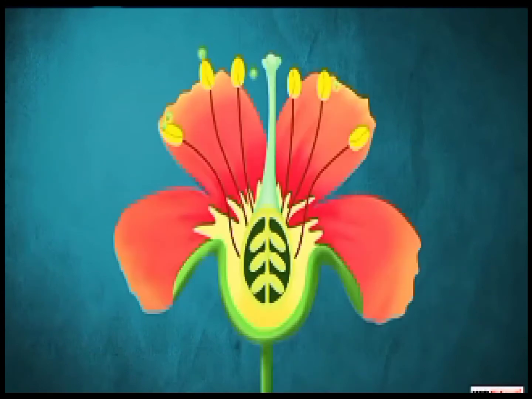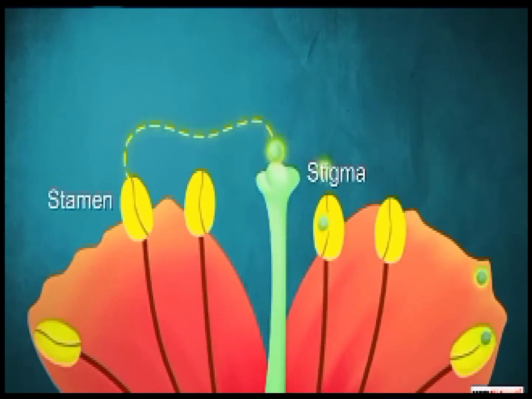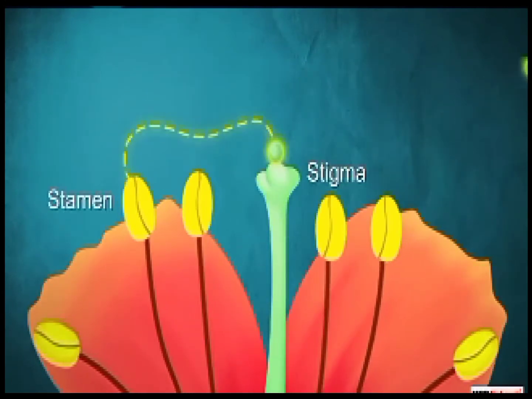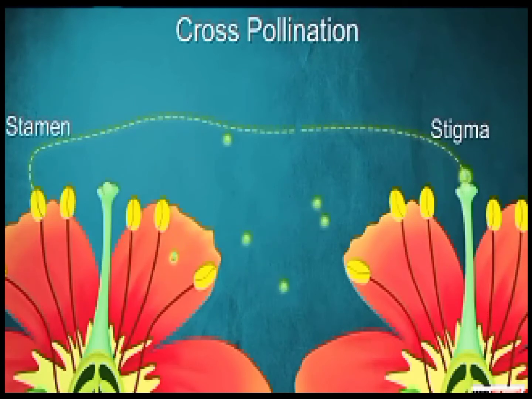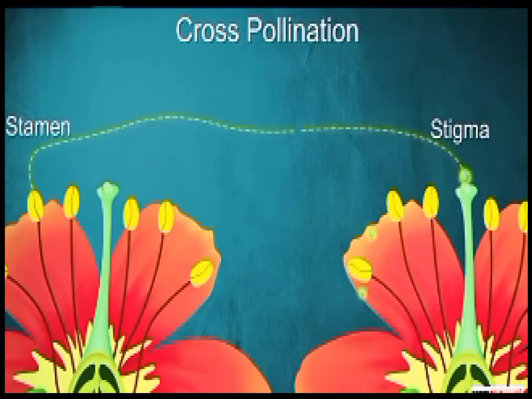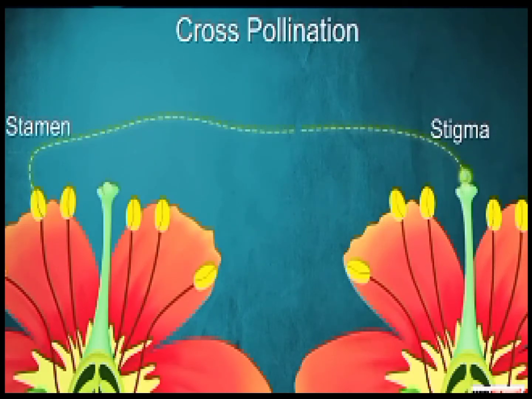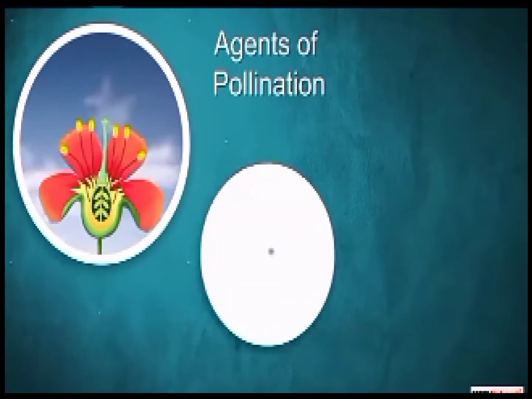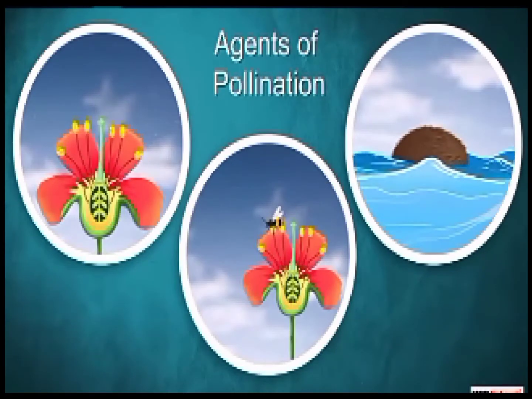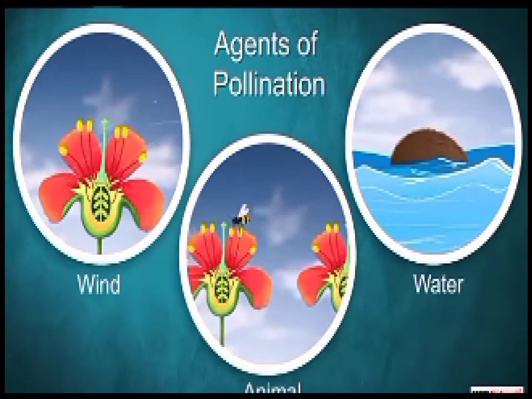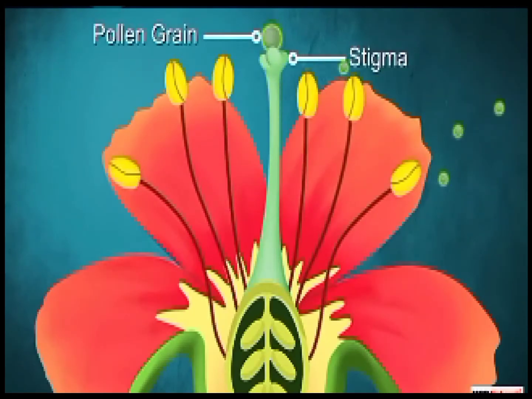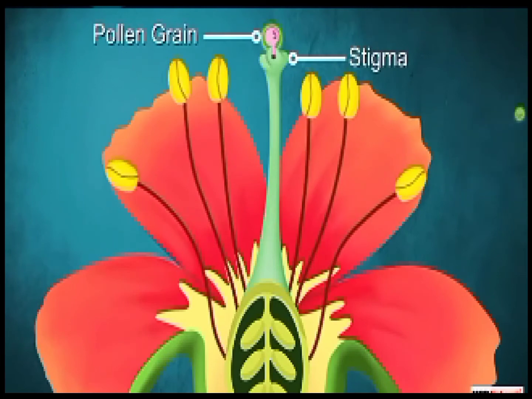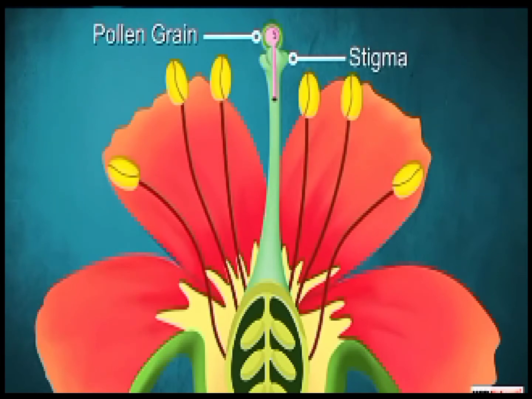Transfer of pollen grain. Ayan. From stamen, going to the stigma of the flower. Ayan si stamen, and then going to stigma. Pollination ang tawag doon. Okay? Transfer of pollen grain. So, mayroon tayong iba't ibang agent ng pollination. Mayroon tayong wind, animal, and water. So, sila yung mga dahilan kung bakit nagkakaroon ng pollination, para mapunta yung pollen grain sa stigma ng flower.